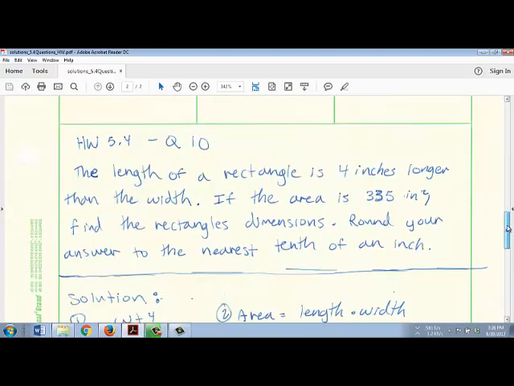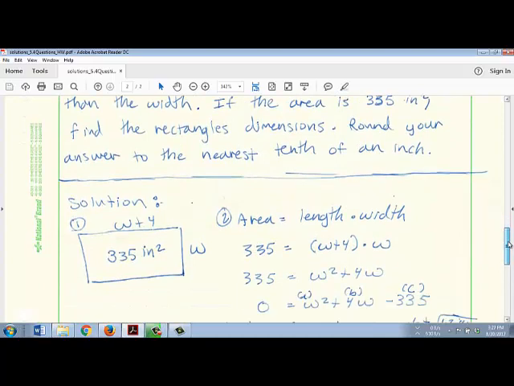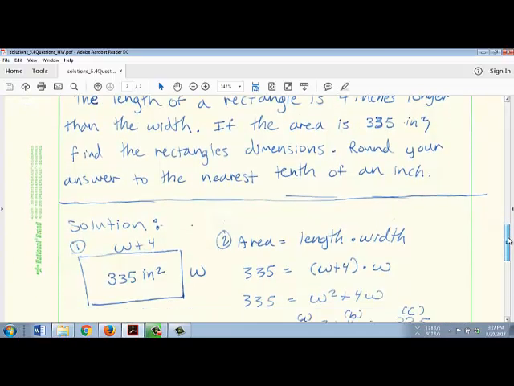The second example is a word problem. It says, the length of a rectangle is 4 inches longer than the width of the rectangle. If the area of the rectangle is 335 inches squared, we want to find the rectangle's dimensions, the length and the width of the rectangle, and round our answers to the nearest tenth of an inch. Here's the solution. Start by drawing a picture. We have a rectangle. If the width we represent with W, the length is supposed to be 4 inches longer than the width. So then the length would be the width W plus 4. So the long side is W plus 4.